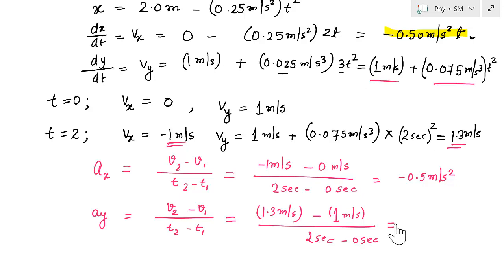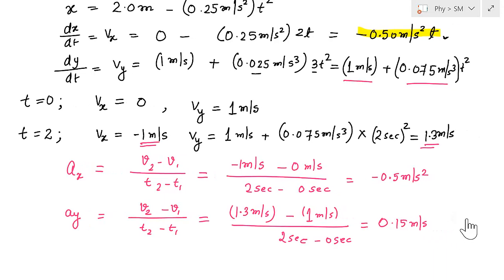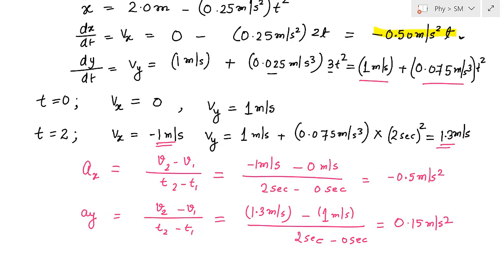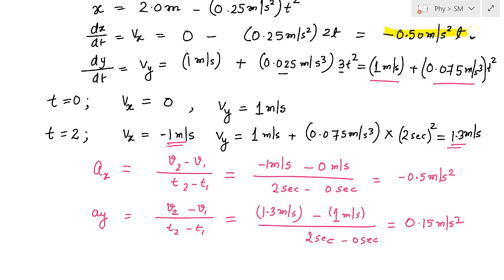So this is how much? If you calculate this, this will come 0.15 meter per second square. So this is the average acceleration in the x direction and in the y direction.